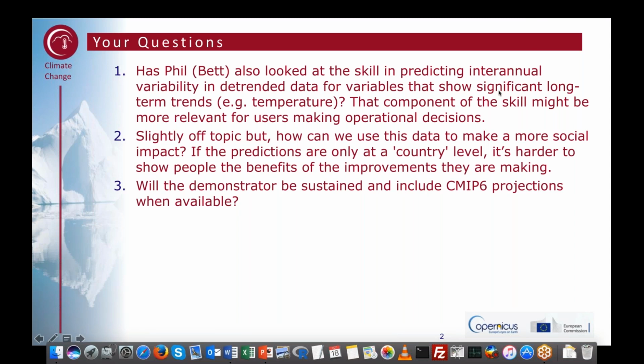Yeah, hi. That's a really interesting question. We have looked at the detrended skill. I hadn't really thought of it as being super important to users, so it's really useful information to know that it would be relevant to users in making these sort of decisions. So we've got that, and hopefully we can look to making those results available and looking at them in more detail in future.